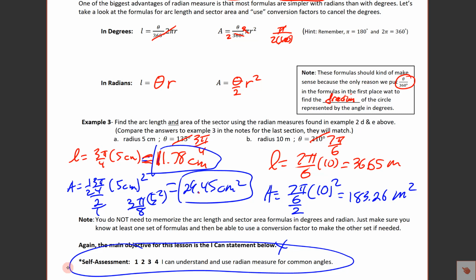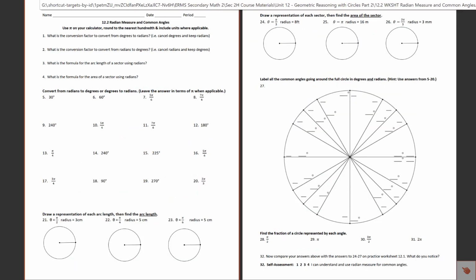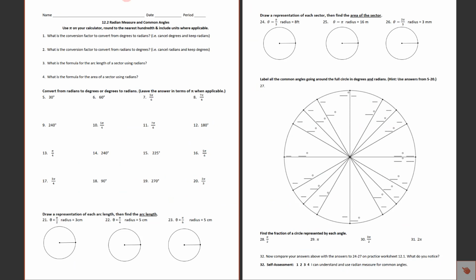So, hey, we're almost done. Here's the assignment. You'll notice that most of these are just questions about how we convert and the relationship between radians and degrees. This is converting from radians to degrees or degrees to radians. Couple arc length formulas, couple area of sector formulas, and then this right here is really the goal. You can go all the way around the circle, and all of those common angles between 0 and 360, you know them in radians and degrees. Of everything on there, this is by far the most important. You need to do the whole assignment, okay?